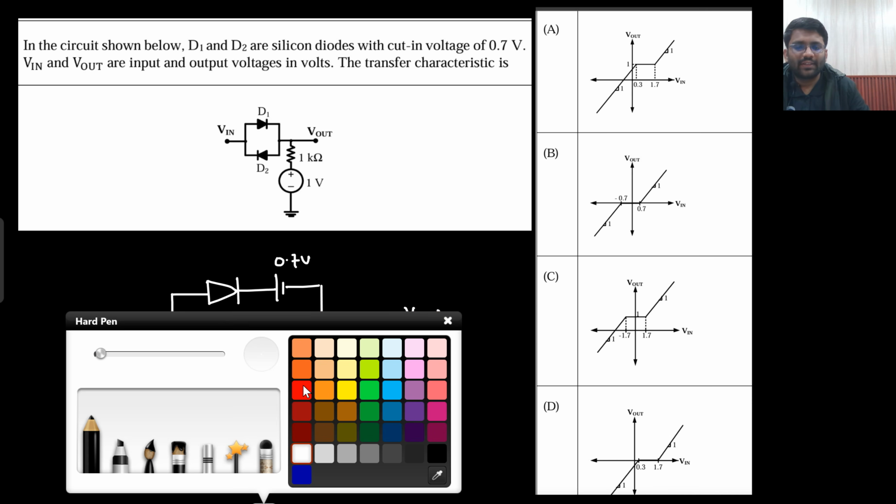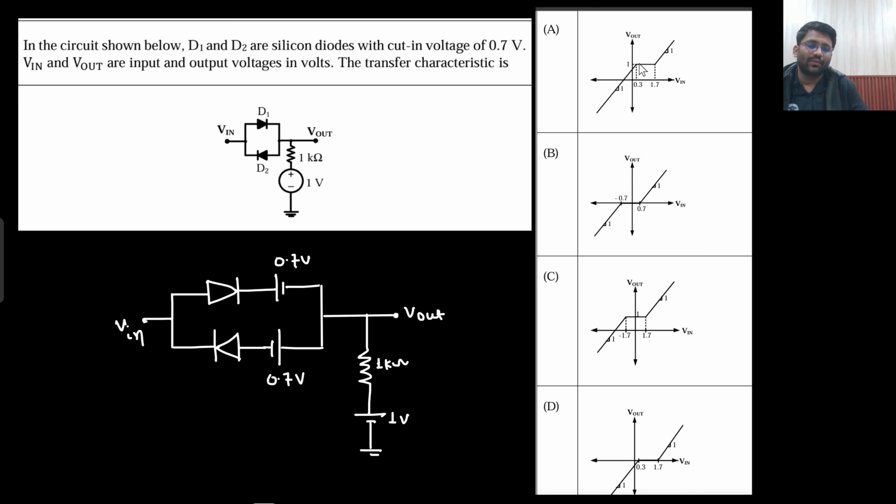Whenever a characteristics question comes in the examination, what would you do? First, you would see the options. Do you need to analyze it completely? See the options. Try finding out that value of V in where there is a different V naught in all the 4 options. What I mean to say is that if I say V in equals 1.7 volt, at 1.7 volt this is giving me output 1 volt.